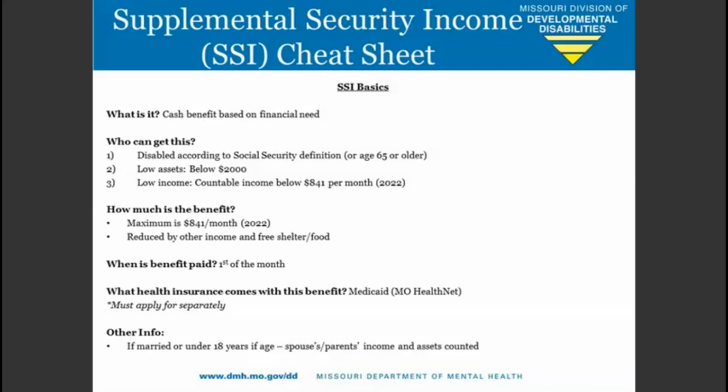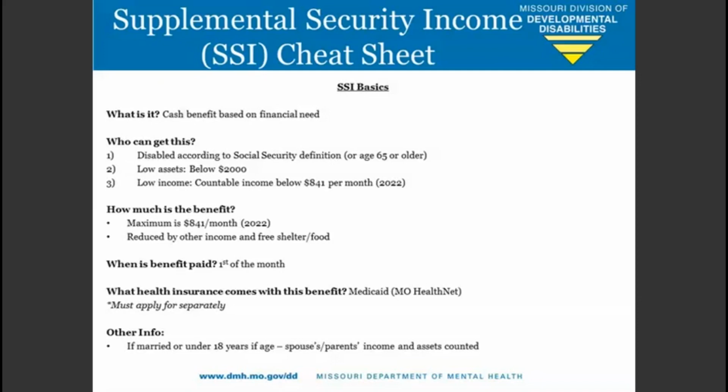It usually comes on the first of the month, except the one exception would be if the first of the month falls on a weekend or a holiday, then you'll see it on the last business day of the previous month. So for example, January 1st, it's a holiday. Most people are receiving their SSI benefit the last business day in December.